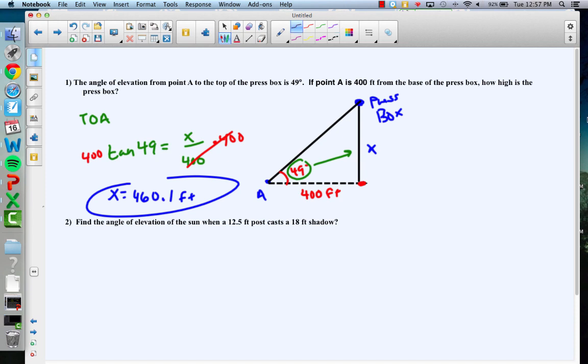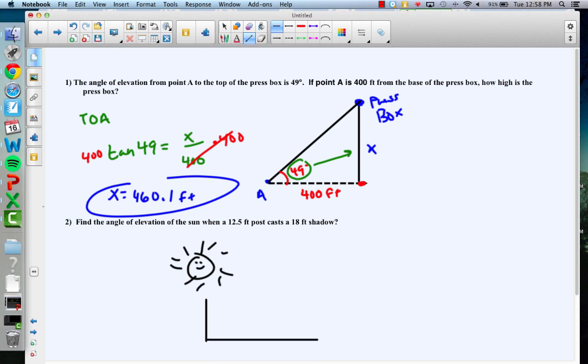So let's try number 2. It says find the angle of elevation of the sun when a 12.5 foot post casts an 18-foot shadow. So if we draw the sun, okay, lovely. I'll even put a smiley face on it. And it says that we've got a 12.5-foot post with an 18-foot shadow. Okay, so here's our post. Just a side note, shadows are always going to be on the ground.